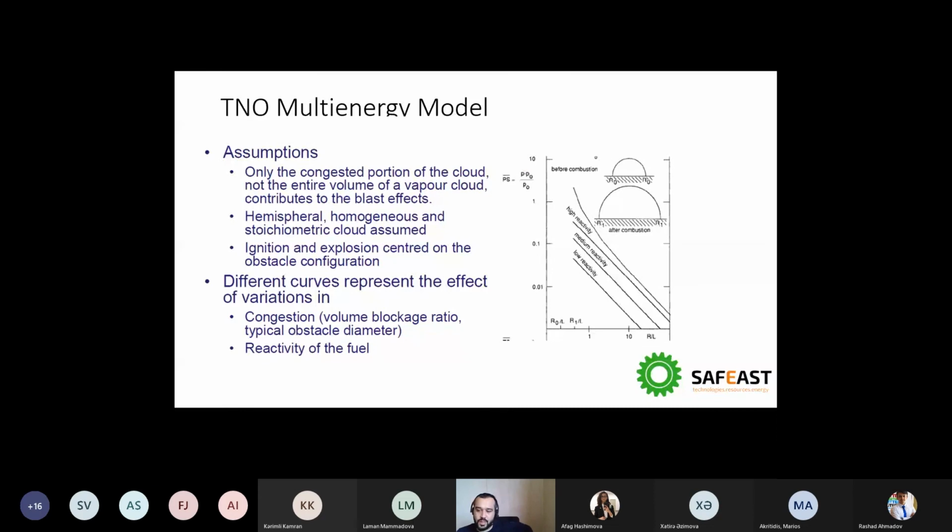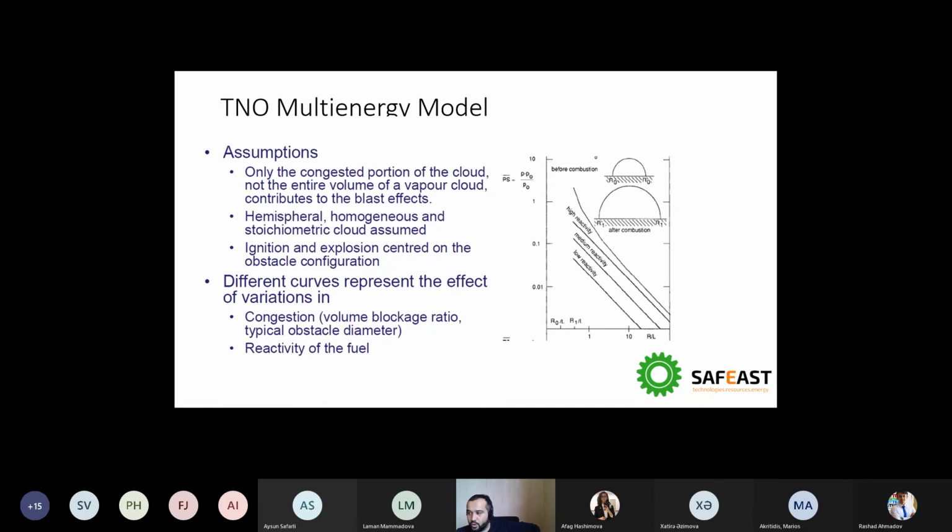TNO multi-energy model. As I said, it's one of the empirical models widely used for onshore modeling. What are the main assumptions? The main assumption is that only the congested portion of the cloud, not the entire volume, contributes to the blast effect. So basically, you assume a hemispherical, homogeneous, stoichiometric cloud, and that ignition and explosion happen in the center of the obstacle, and then based on that, you determine the effect of the explosion.